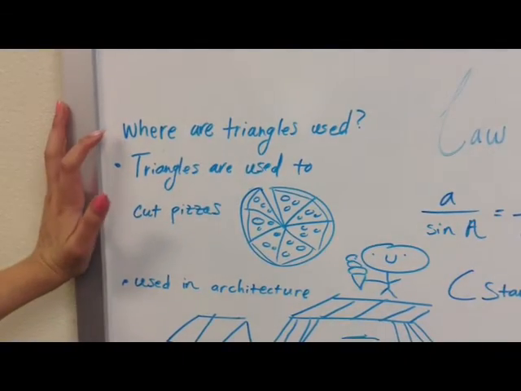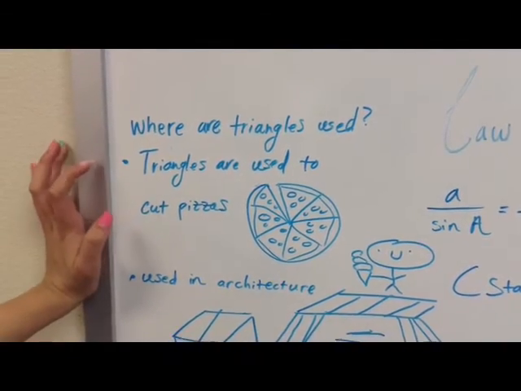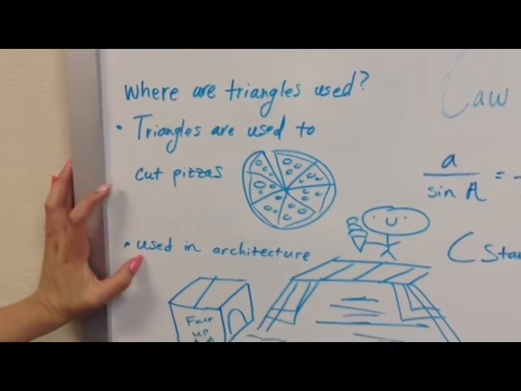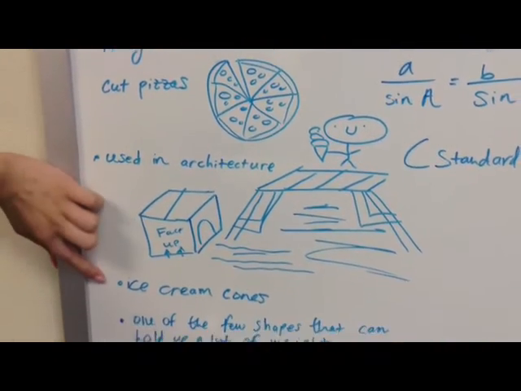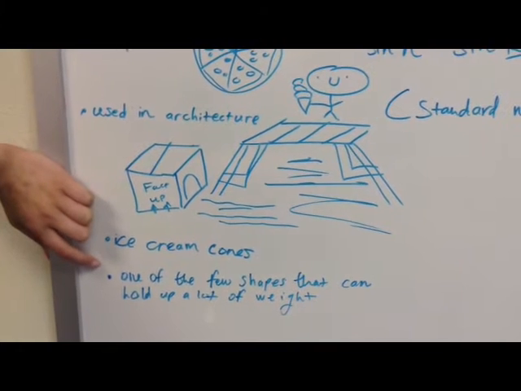Where are triangles used? Triangles are used to cut pizzas. They're used in architecture, ice cream cones, and it's one of the few shapes that can hold up a lot of weight.